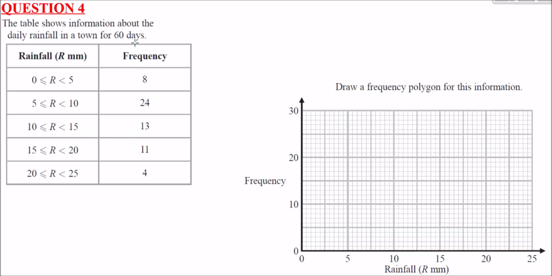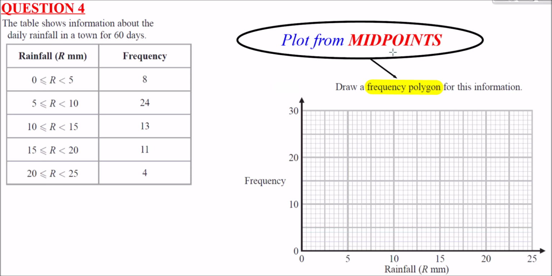Question 4. We have a table showing information about the daily rainfall in a particular town for 60 days of the year. We now need to draw a frequency polygon for this information. So the keyword frequency polygon, how do we do that? Well, when we make a frequency polygon, the key fact is that we do it from the midpoints. So we have to plot from the midpoints of these intervals. Not from the 0 for this one, or from the 5, but from the midpoint.